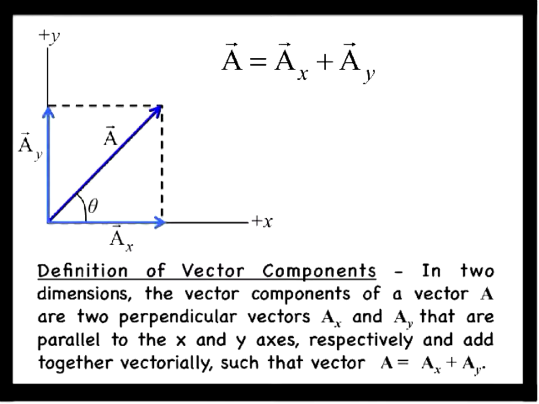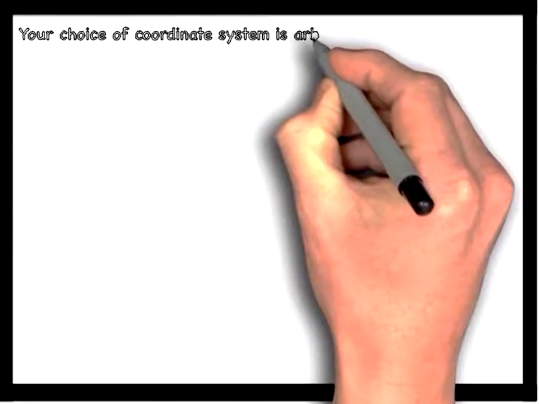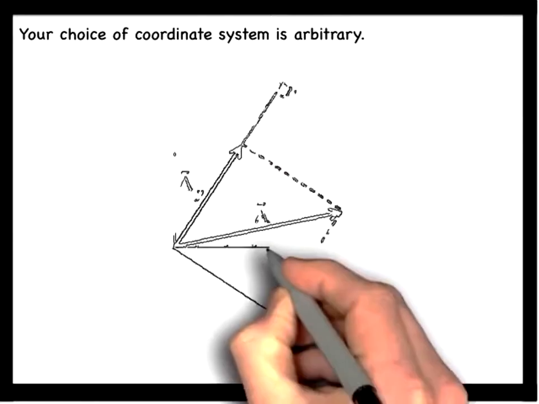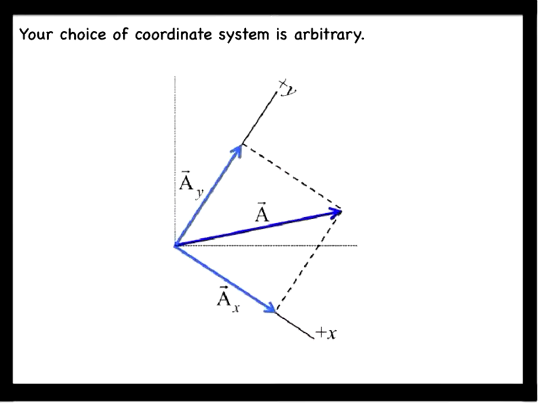We should point out that the vector components of a vector depend on the orientation of the axes used as a reference. In other words, they depend on your choice of the coordinate system, which is arbitrary. In some problems we encounter, it will be more convenient to rotate our xy coordinate system, such as in the figure. But notice we can still break an arbitrary vector down into its component vectors that lie along the axes of our coordinate system.